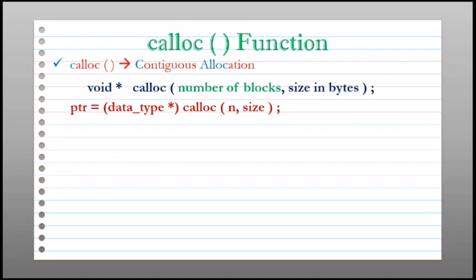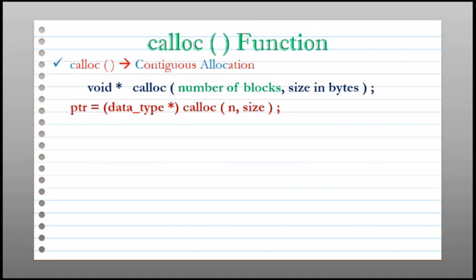This calloc returns a value of type void, but to store this value into the pointer variable ptr, it has to be converted into the appropriate data type. So depending on the data type of ptr, we have to mention the data type before the calloc function. If the pointer variable ptr is an integer, then the data type should be int star. This will convert the value returned by the calloc function, which is of void type, into the integer data type.